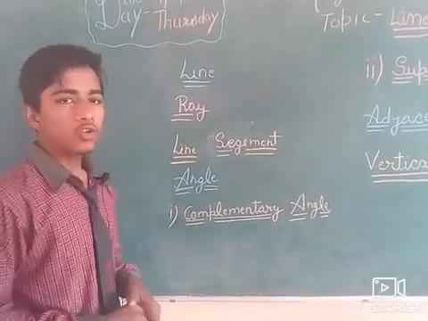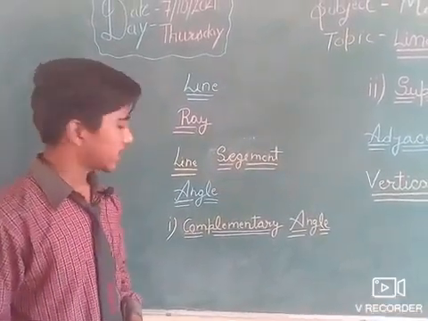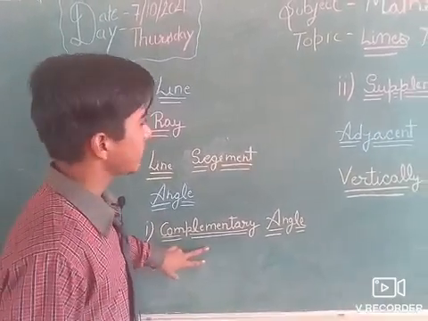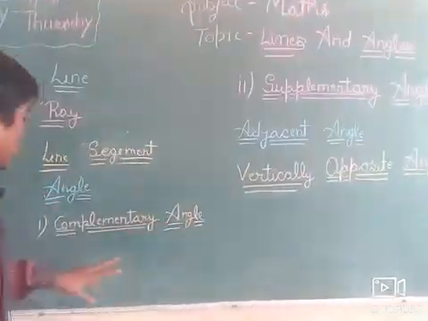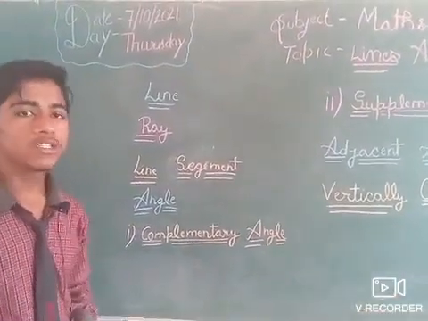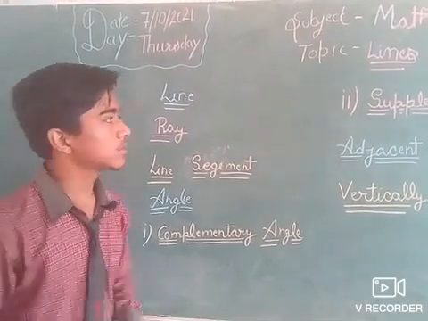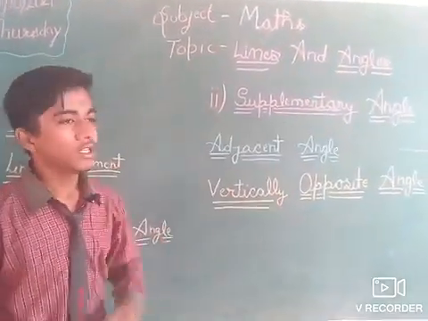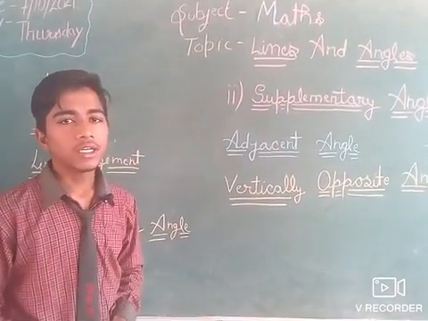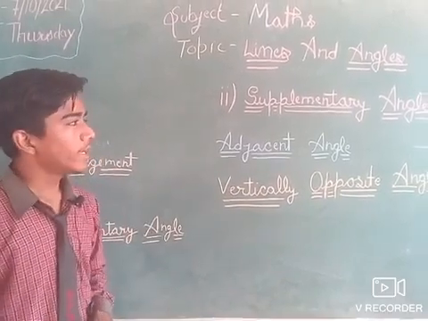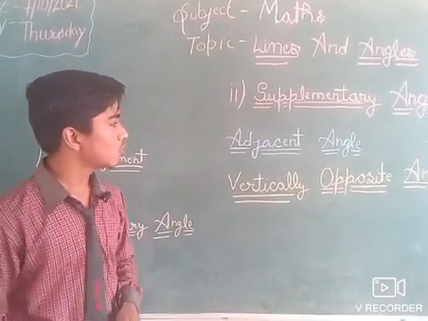Angles. When two arms meet at a common vertex, they are called angles. There are two types of angles: complementary angles and supplementary angles. If the sum of two angles is 90 degrees, they are called complementary angles. If the sum of two angles is 180 degrees, they are called supplementary angles. Two right angles always supplement each other.